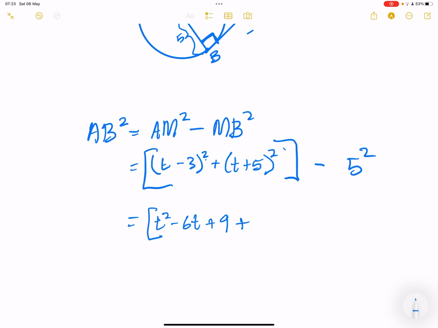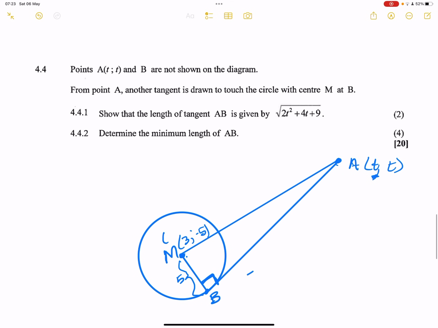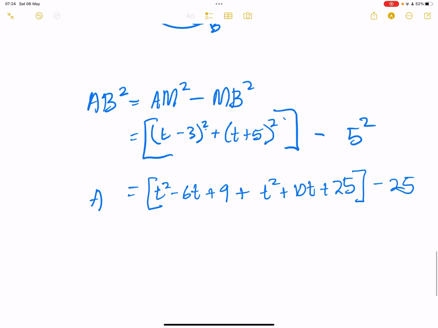This is going to be t squared plus 10t plus 25, and that's minus 25. Let's work out what is in there and see whether it gives us what they actually had in mind, the length of AB. Remember, we're dealing with AB squared for now. We'll get to AB, the square root, later.